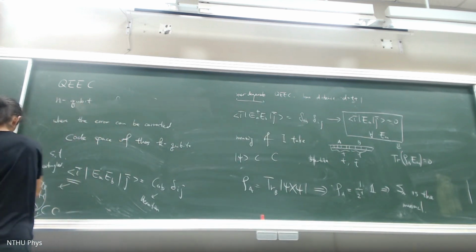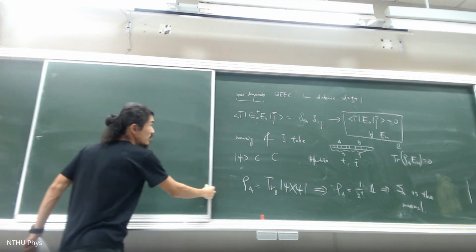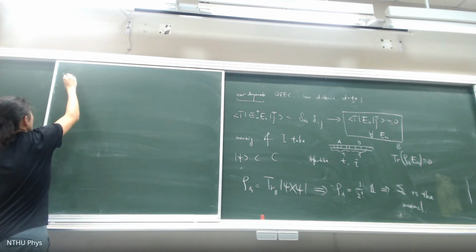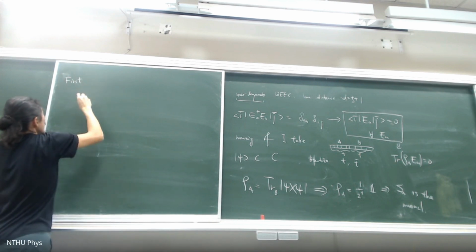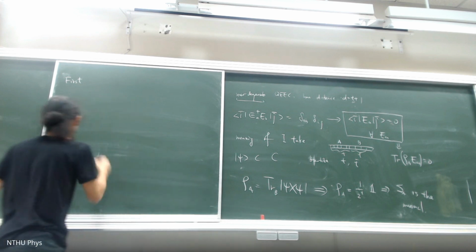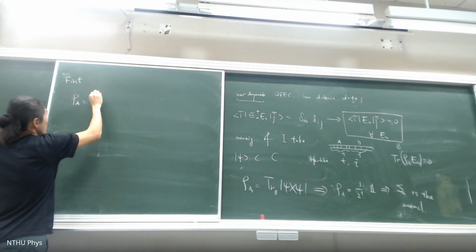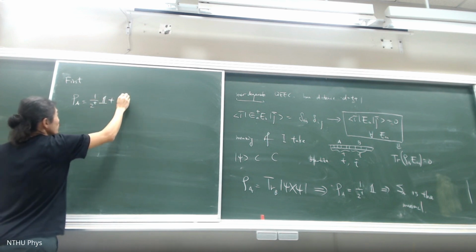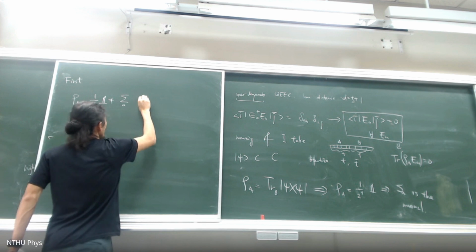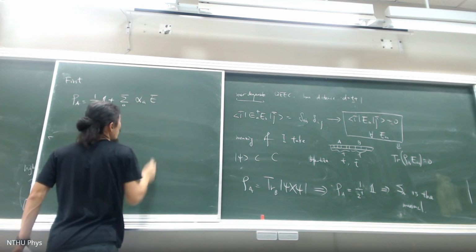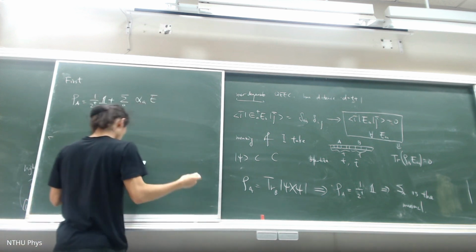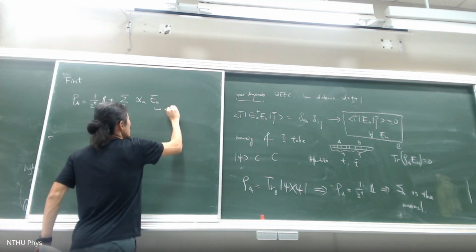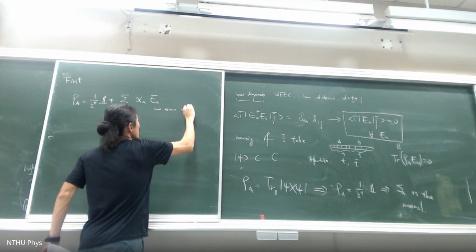With this condition, I can expand. We don't know the form of rho A. Suppose rho A has a form that is the identity plus some superposition of all the possible Pauli matrices, or the errors with weight t. Right, so these are the errors with weight t.